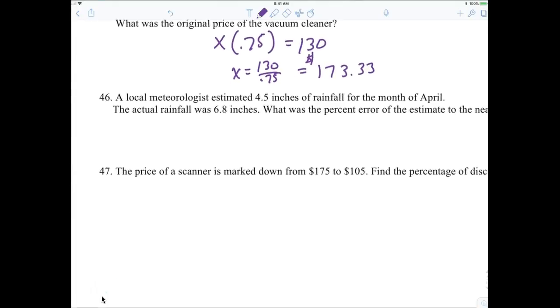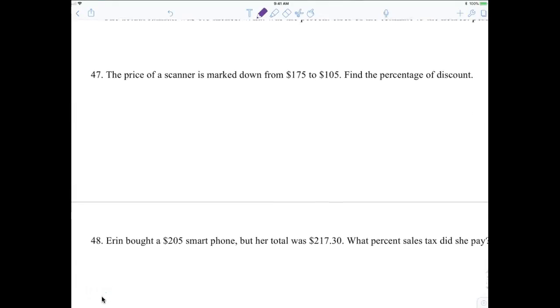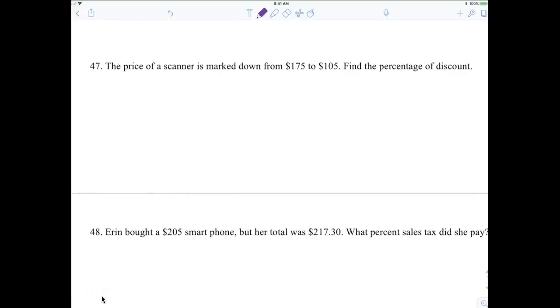All right, we've got time for another one. Let's do 47. All right, so tell me how to do it. The price of this game went down from 175 to 105. So you take 175 and you subtract it by 105. Very good. So what is that? 0.105? No, because listen to me. This is not a percent. So what do I do?